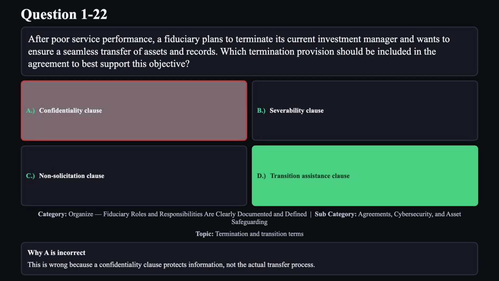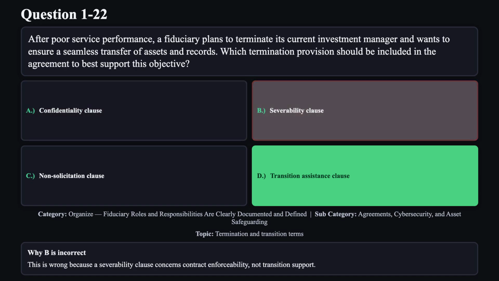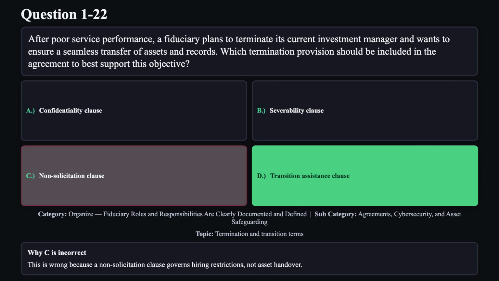Reason A is not correct. This is wrong because a confidentiality clause protects information, not the actual transfer process. Reason B is not correct. This is wrong because a severability clause concerns contract enforceability, not transition support. Reason C is not correct. This is wrong because a non-solicitation clause governs hiring restrictions, not asset handover.